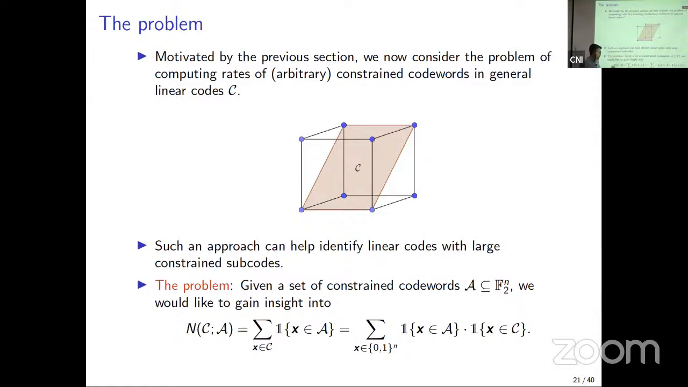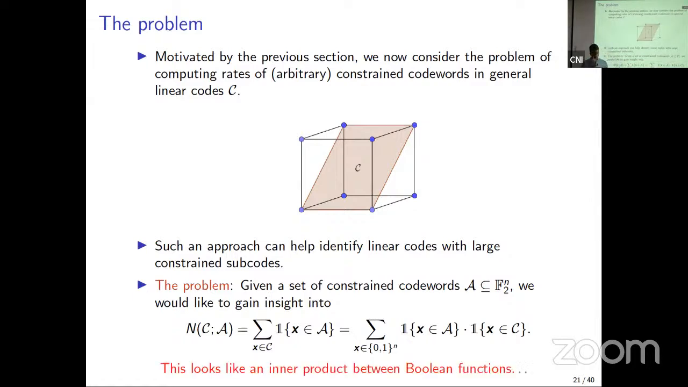So what do you want to count? You want to count the number of constrained code words in a linear code. Write that number as this kind of a sum of indicator functions. The sum over code words of the code of the indicator that the code word also complies with the constraint. Now I just write the same thing differently as the sum over all words of length n of the product that the word both lies in the code and satisfies the constraint.